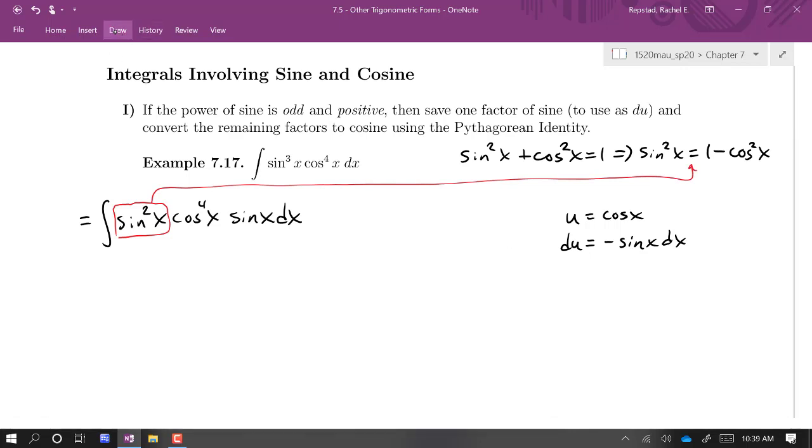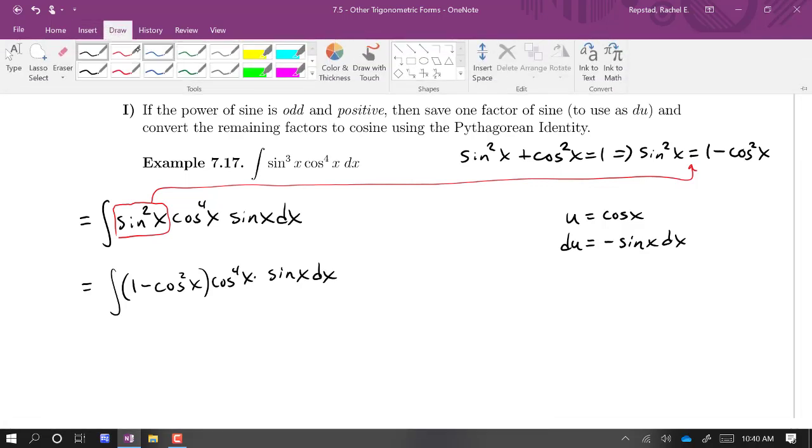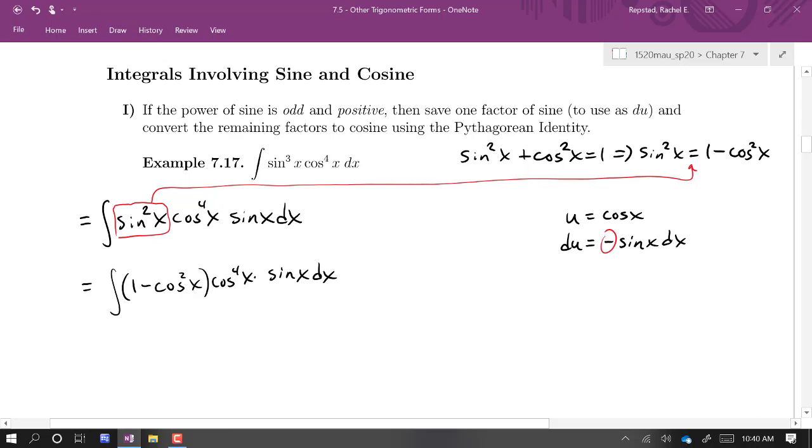I'm going to make that substitution first. So we have 1 minus cosine squared x times cosine to the fourth x times sine x dx. Now, in order to have my du, I need a factor of -1. So I'm going to throw that in, compensate on the outside. Now I'm going to make my u substitution.